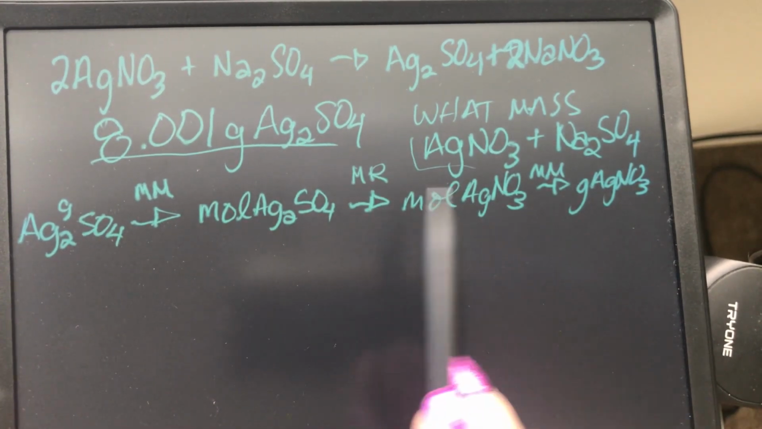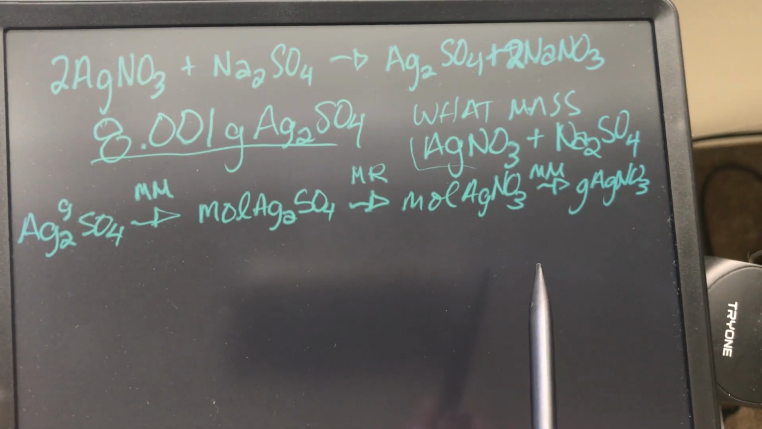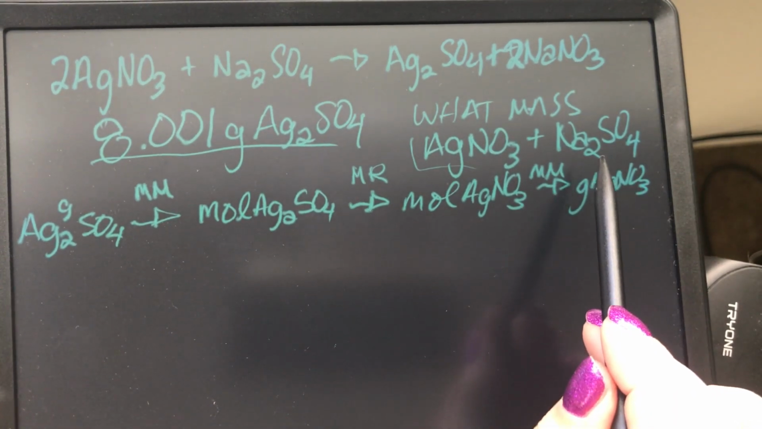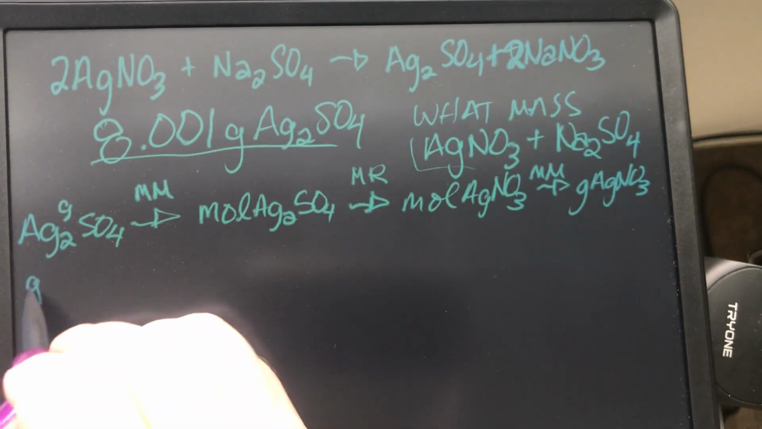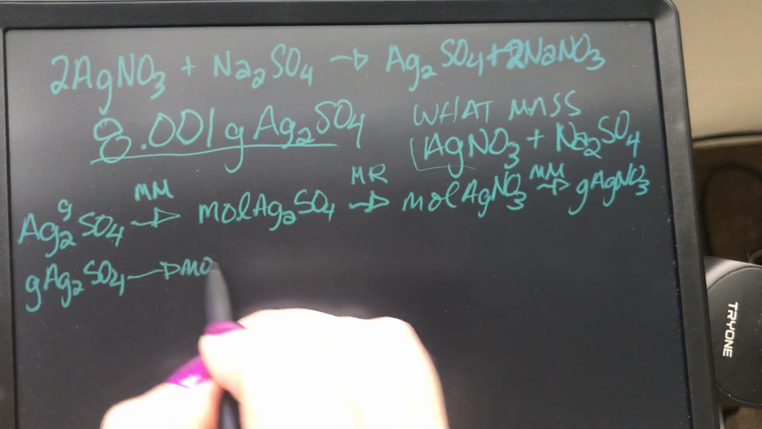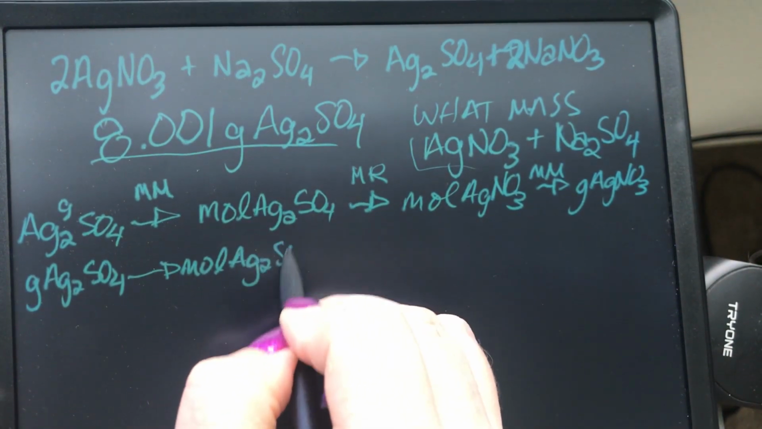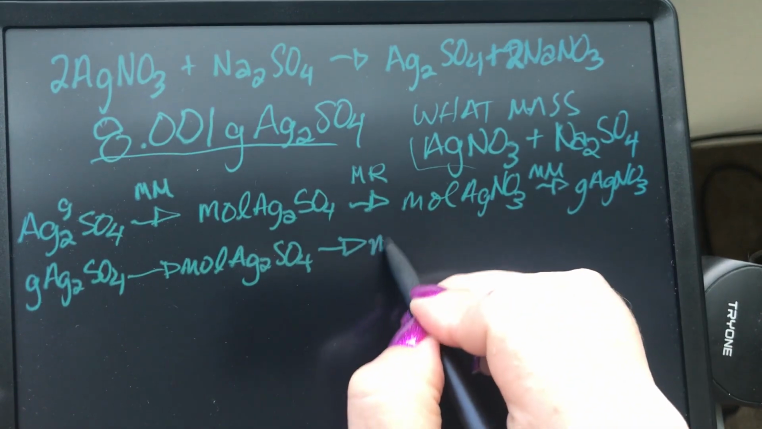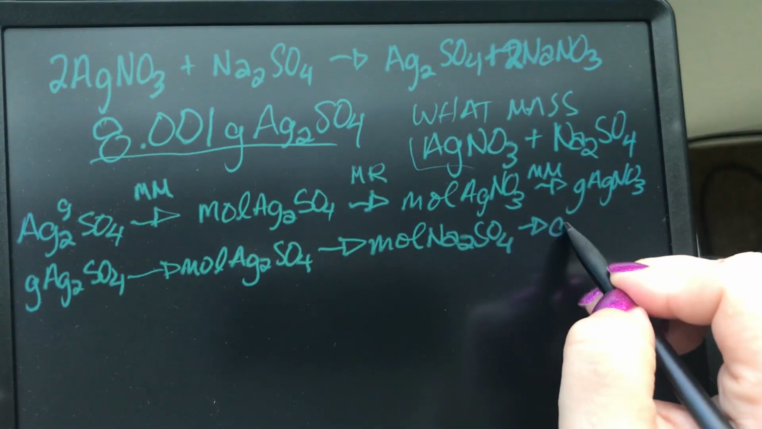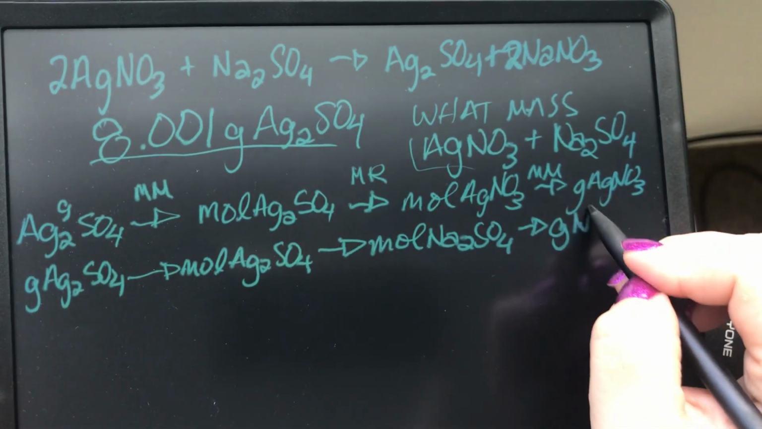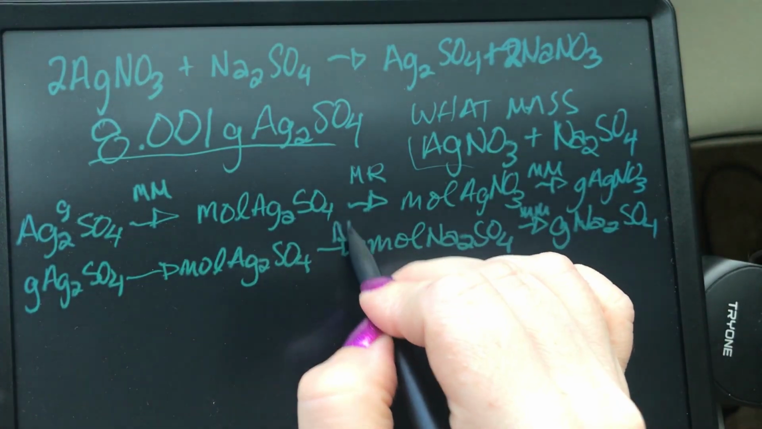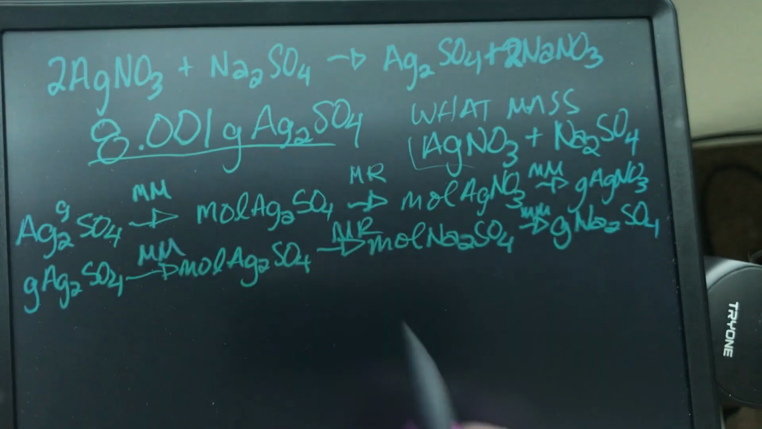So we would do this, would be our first step, right? And then our second step, instead of doing silver nitrate here, we would do sodium sulfate, right? So we would have this guy goes to this guy, goes to this guy, goes to this guy. And we need a molar mass of this guy, the molar ratio for these guys, and the molar mass of this guy.